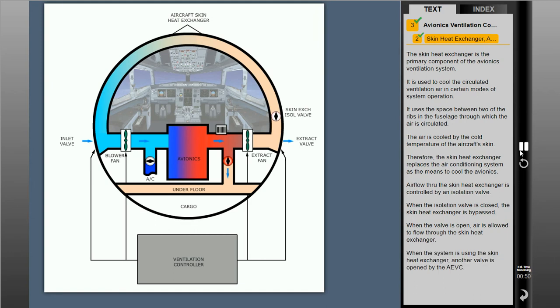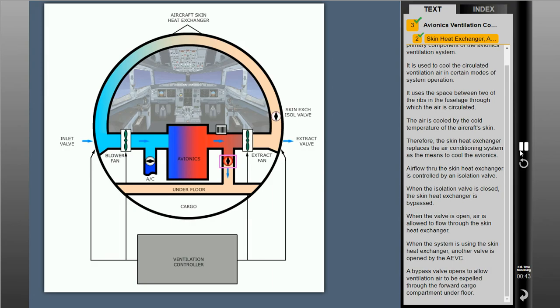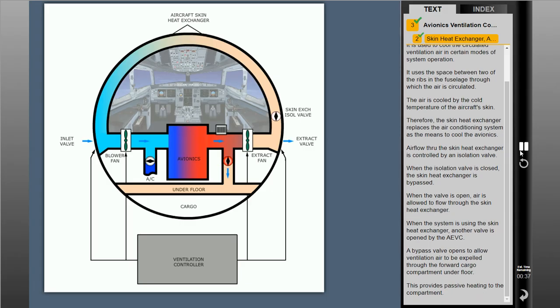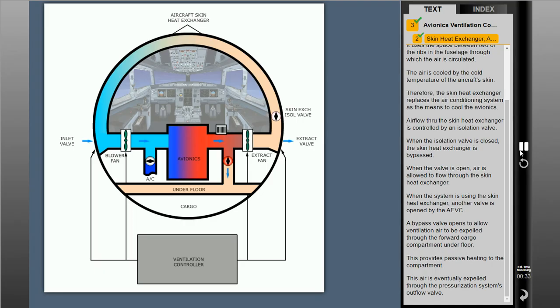When the system is using the skin heat exchanger, another valve is opened by the AEVC. A bypass valve opens to allow ventilation air to be expelled through the forward cargo compartment under floor. This provides passive heating to the compartment. This air is eventually expelled through the pressurization system's outflow valve.